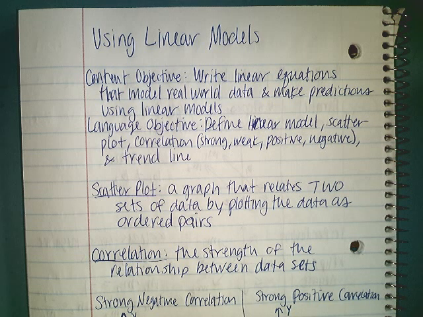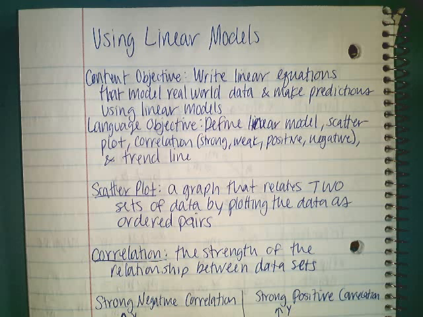Okay, so today's notes are on using linear models, and our content objective is to write linear equations that model real-world data and make predictions using linear models. And our language objective is to define linear models, scatter plot correlation, including strong, weak, positive, and negative correlation, as well as trend line. So I started by defining a couple of the words that I just mentioned in our language objective.